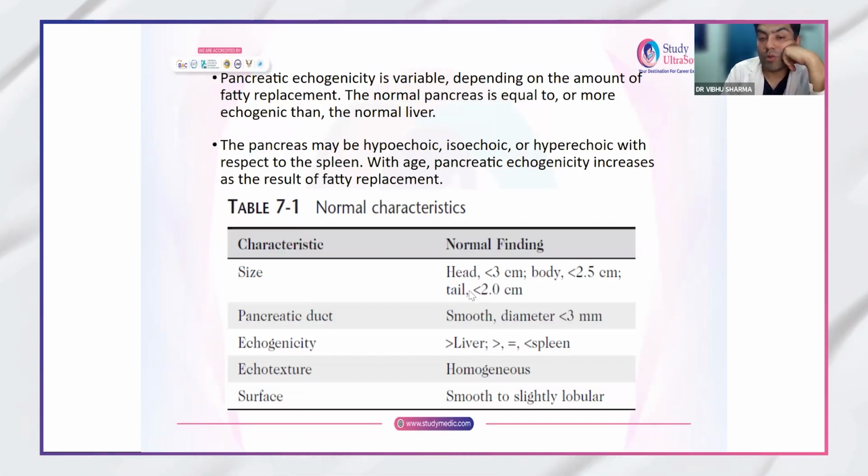So this is the normal finding. Head should be less than 3, body 2.5, tail less than 2, pancreatic duct less than 3. Echogenicity should be more than liver, less than spleen. Echotexture should be homogeneous, and surface to be smooth to slightly nodular.